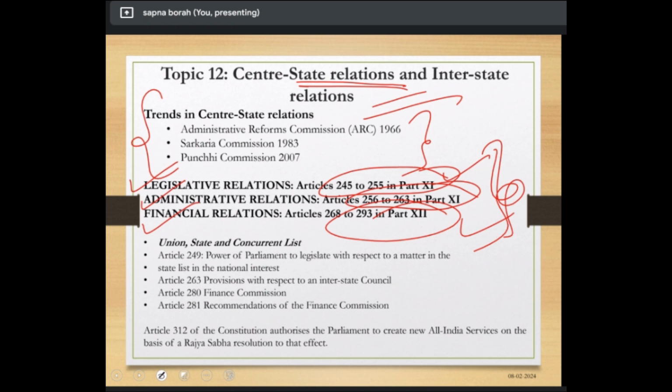Importantly, next is administrative relations. There are similarly the Union, State and Concurrent lists. Some topics, the administrative decisions belong to the state, some belong to the Union, and in some topics both the Union administration and the state can make decisions. Okay.